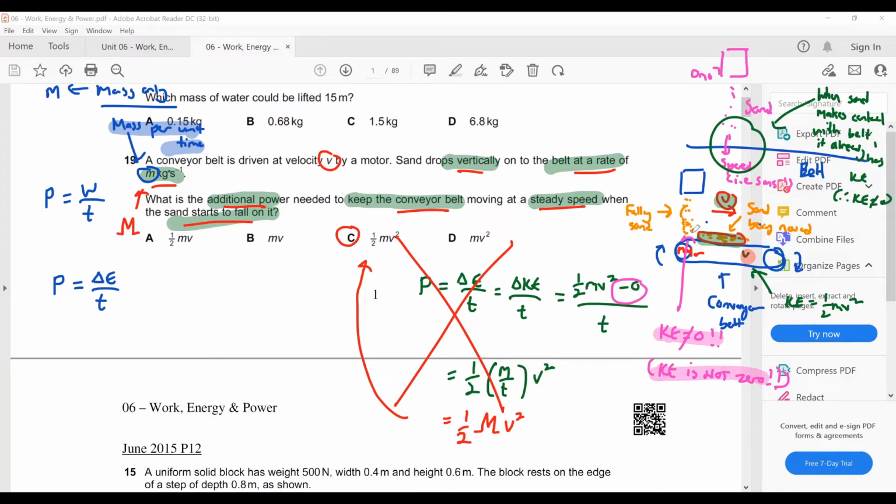When your sand falls and moves, no doubt you can say that this part here has KE half mv squared.